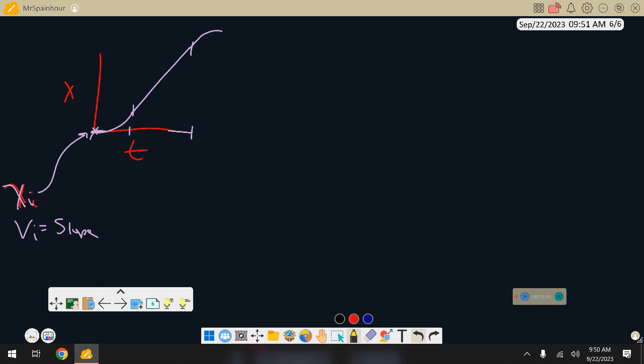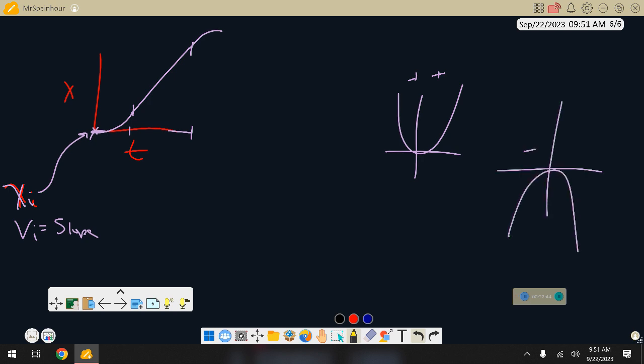Just a reminder from math, this is what a positive parabola looks like, and this is what a negative parabola looks like. One's very happy and one's very sad. It's a good way to memorize it. Anyway, this is all we're looking for. Actually, I do want that in red, though.